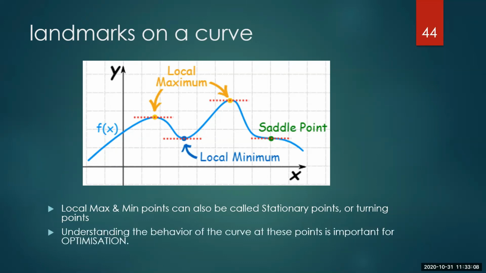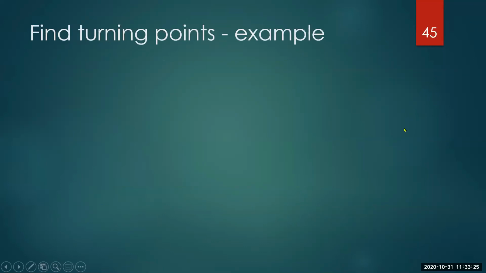So we're now going to move on to a part of differentiation which is to do with optimization. And optimization is about understanding the behavior of curves at these key points. And it's important. So optimization then is about finding the turning points. And I think the easiest way to explain it is to come up with an example.